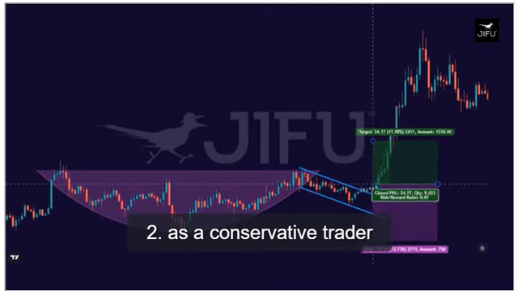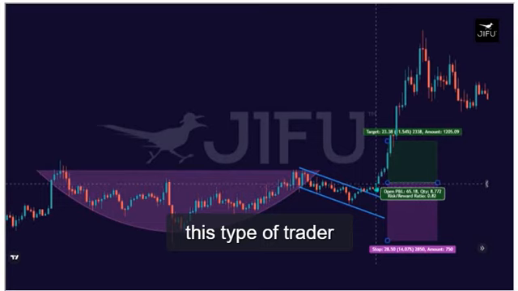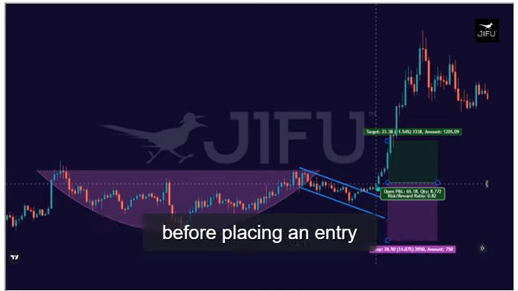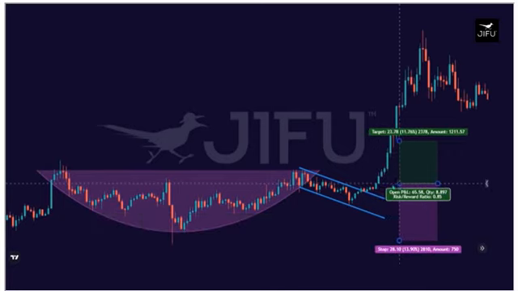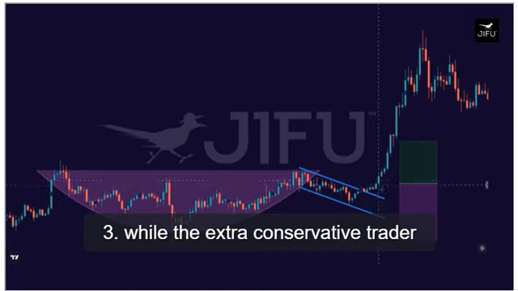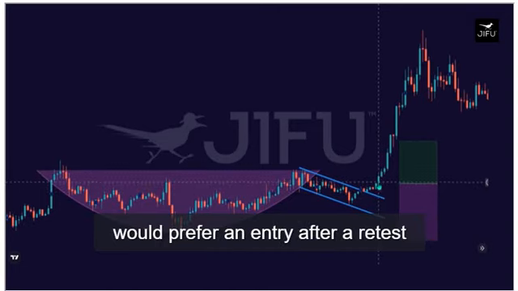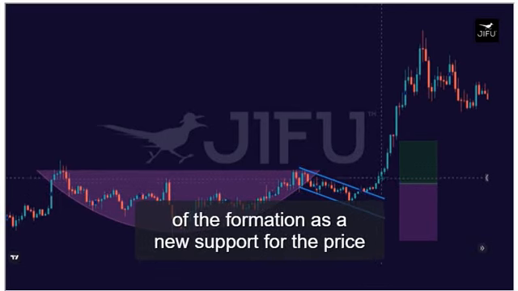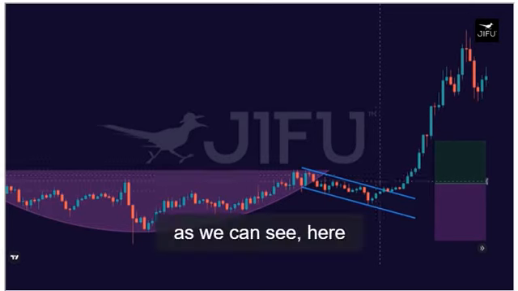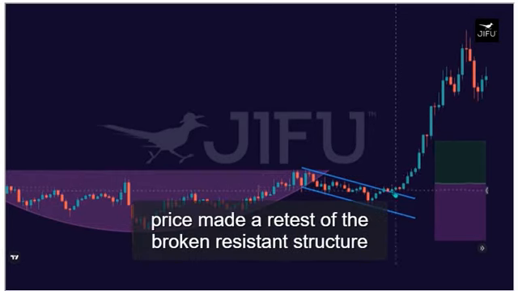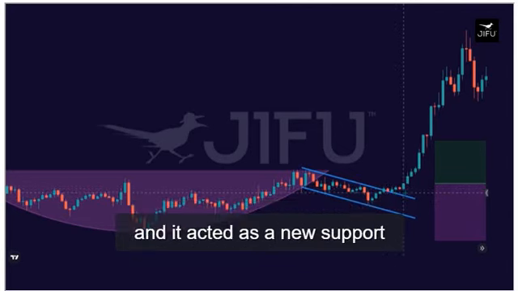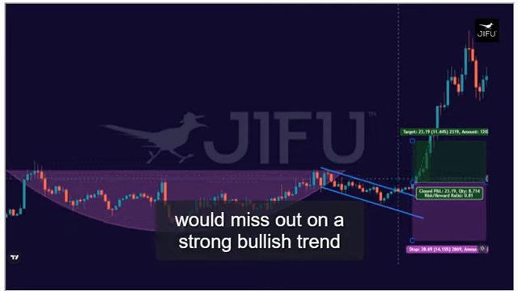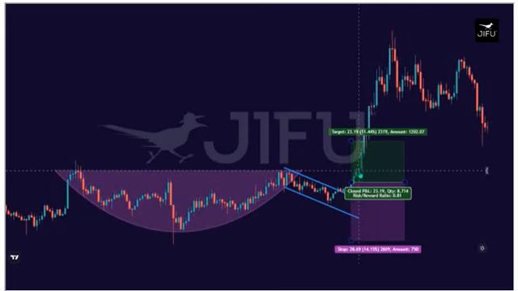Number 2. As a conservative trader. This type of trader would prefer a close of the bullish bar above the resistance of the handle before placing an entry. Number 3. While the extra conservative trader would prefer an entry after a retest revalidating the broken resistance of the handle of the formation as a new support for the price. As we can see here, price made a retest of the broken resistance structure and it acted as a new support. But it's most likely that the extra conservative trader would miss out on a strong bullish trend.